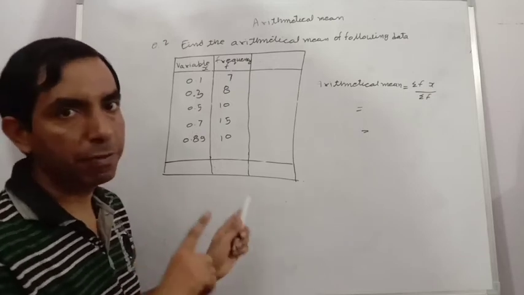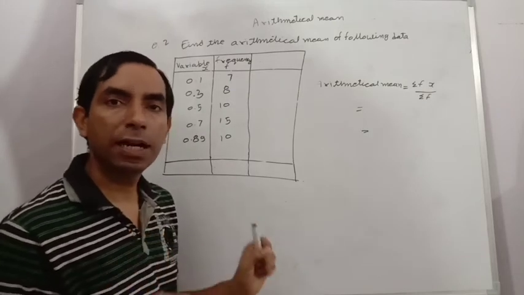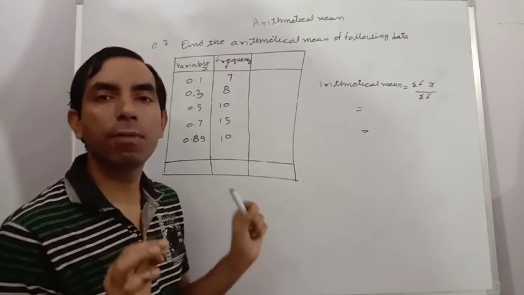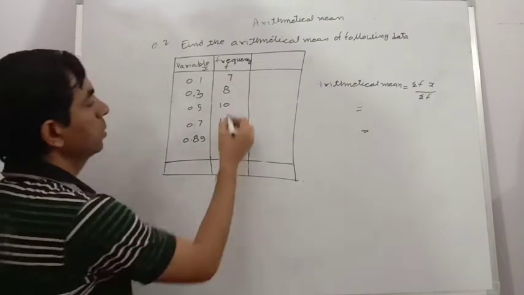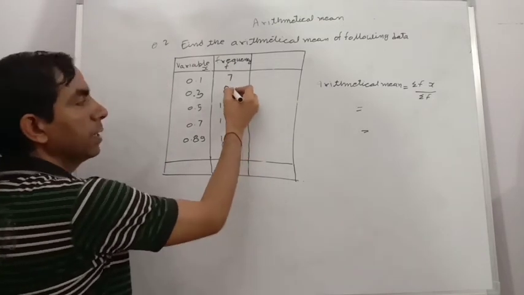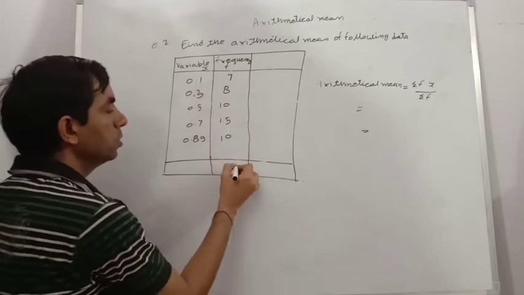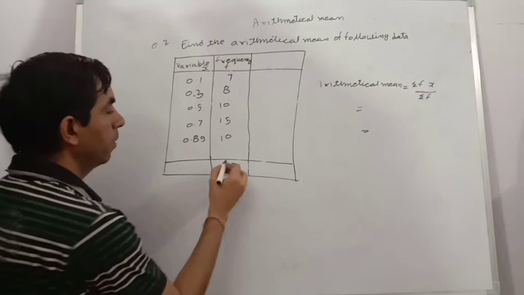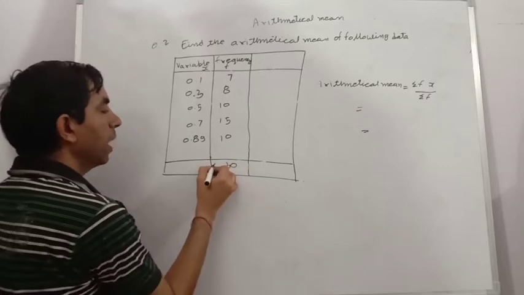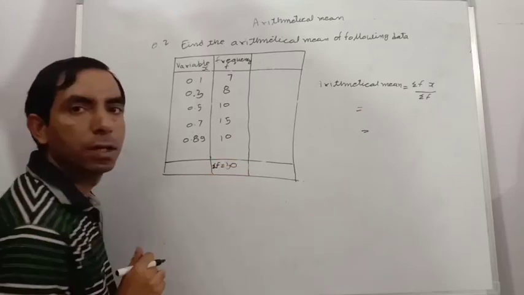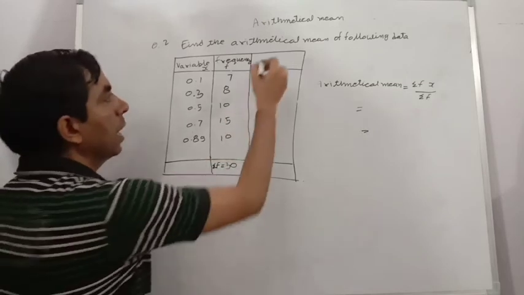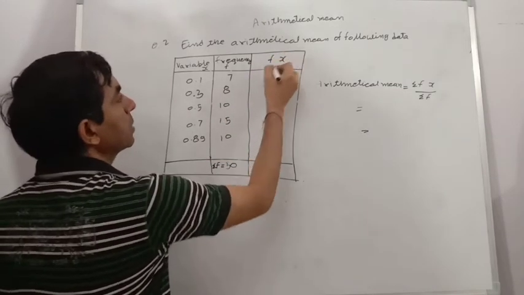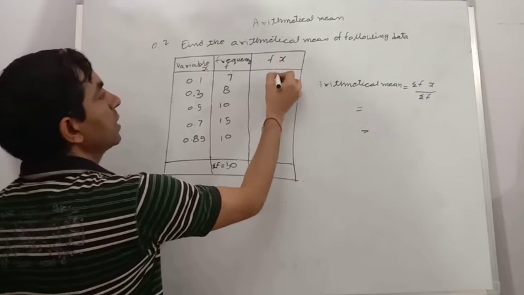Always remember, as we already learned in the previous question, first we find the sum of frequency. So add here 5, 8, 13, 7, 20, 0, 2 remaining, 1, 3, 4. Means 5, 50. Means summation of f is 50. Next, we find the fx, f multiplied by x. Then we get 0.7.